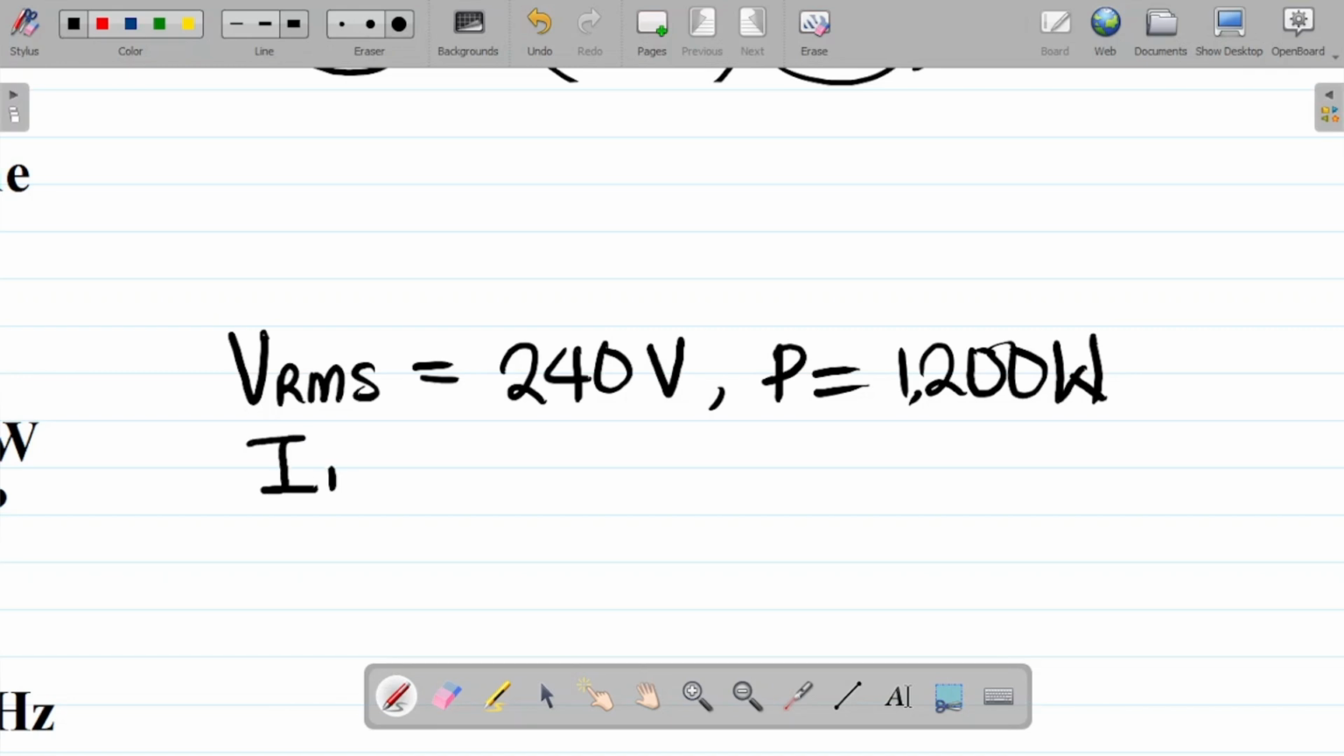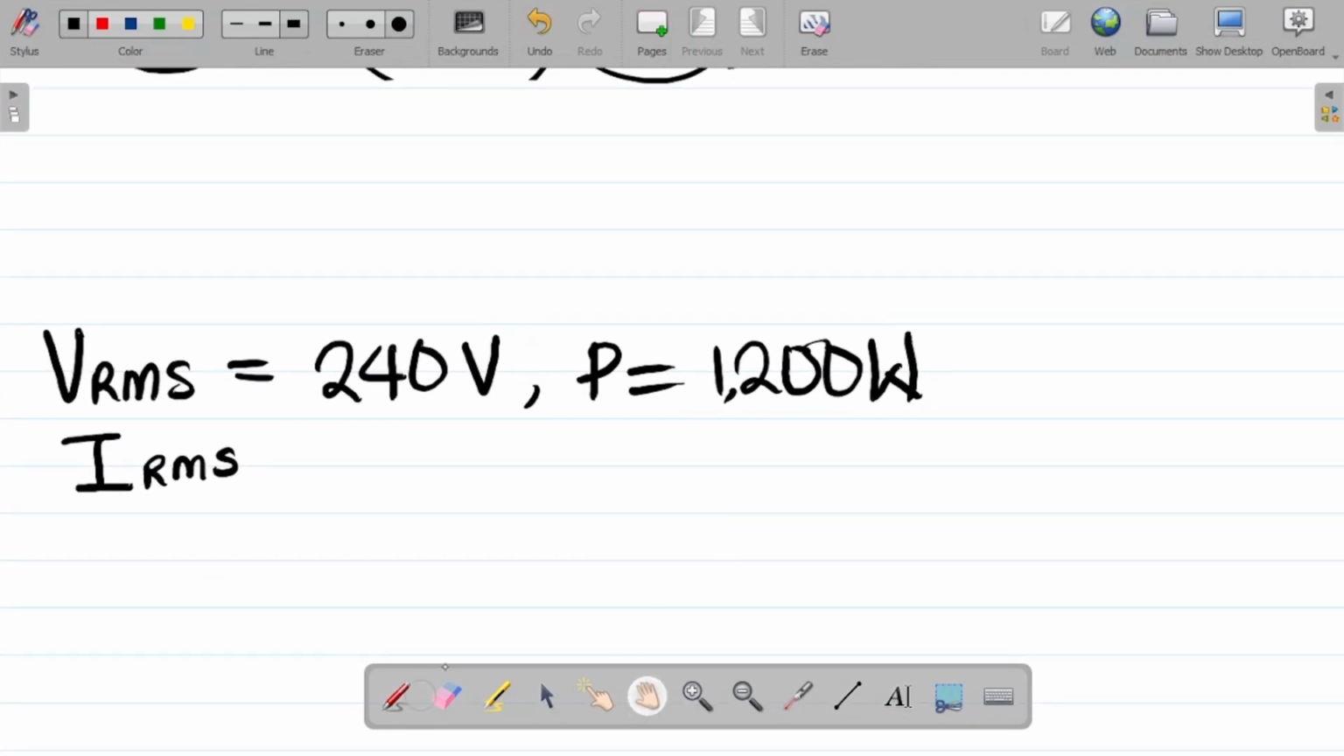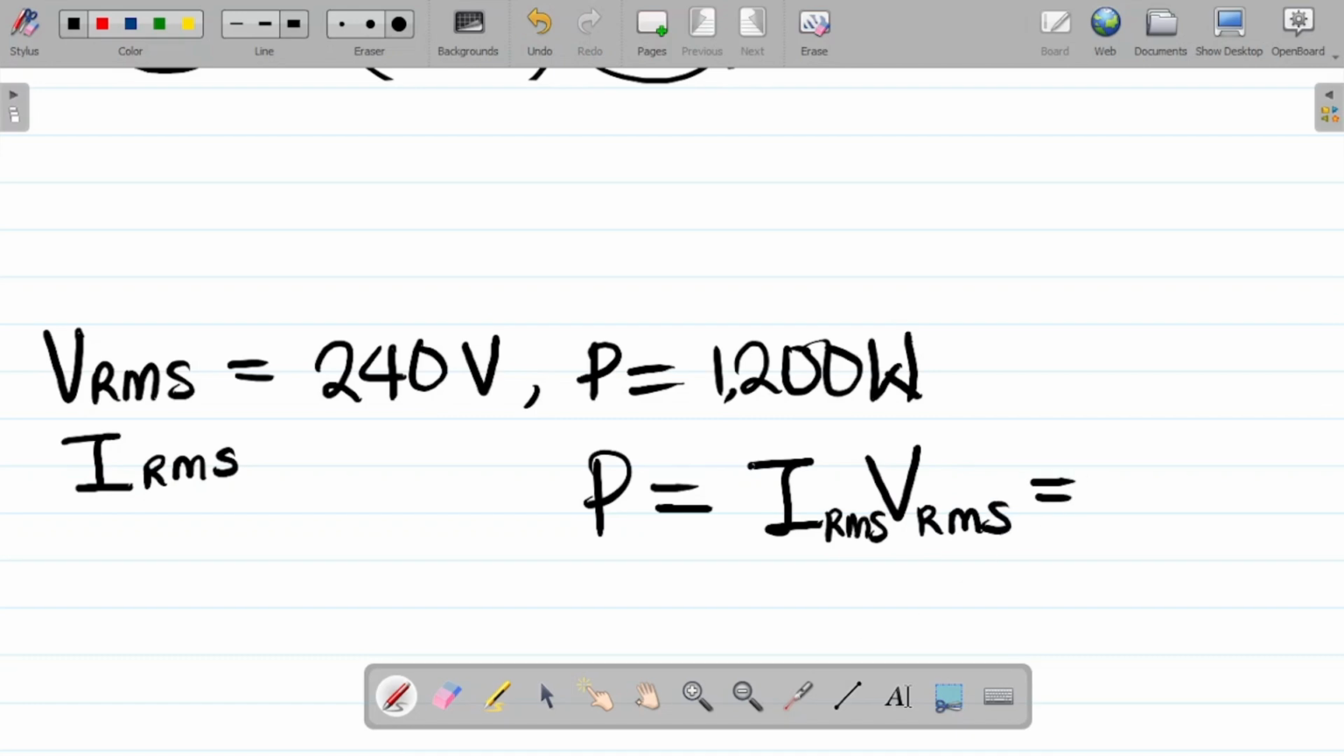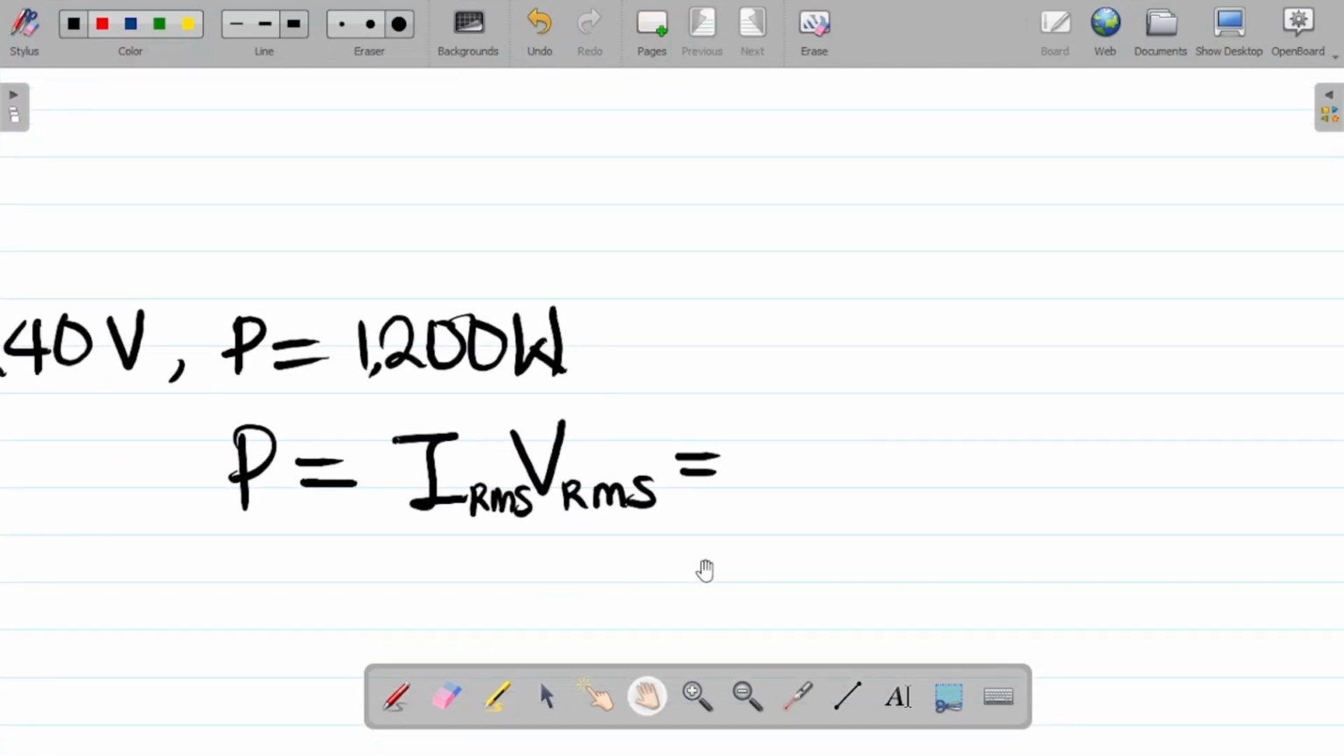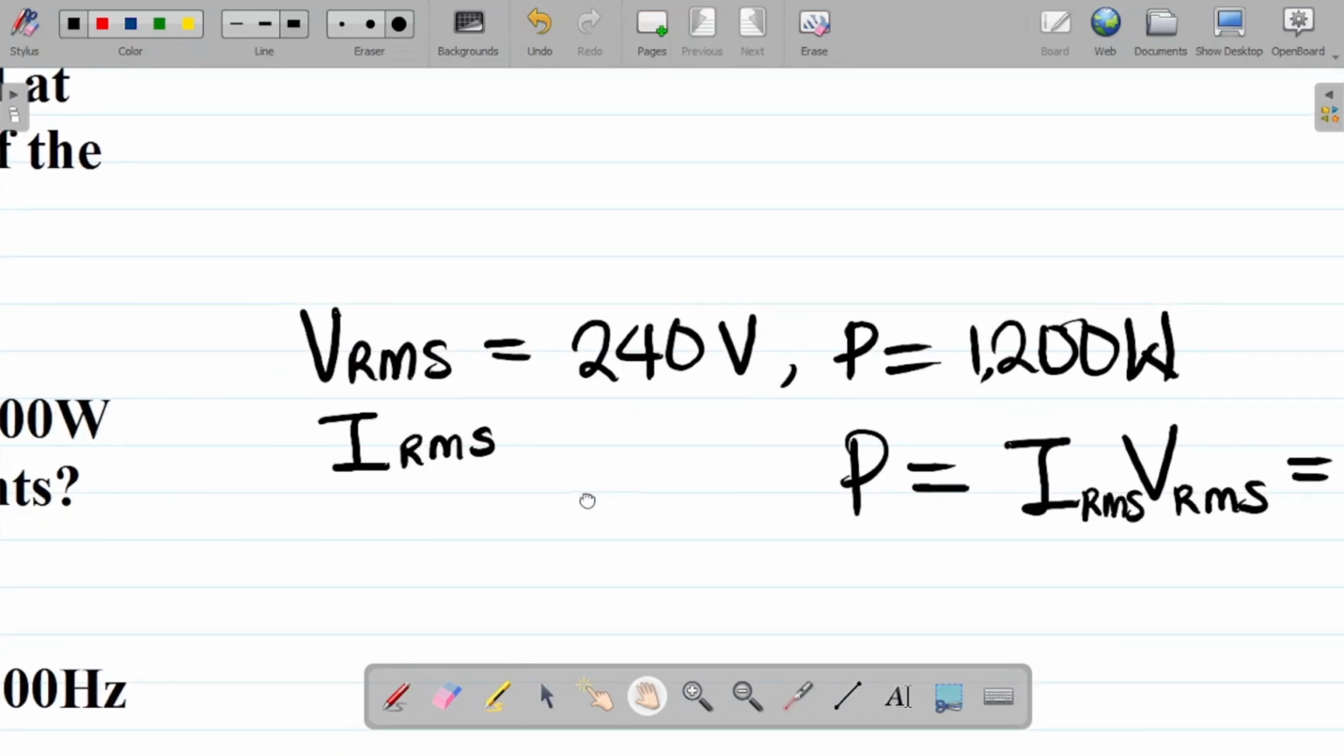That's electric current, RMS. Now, what do we know? Which formula connects voltage, power, and current? We know that P, the power, is equal to IV. That's the formula. When I'm using the RMS, we have that power is equal to IRMS times VRMS. Let's put in the values. We're looking for I, the current.